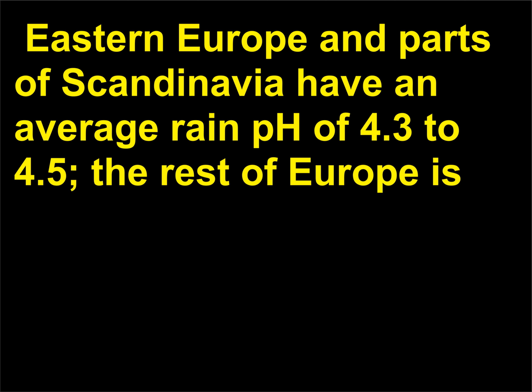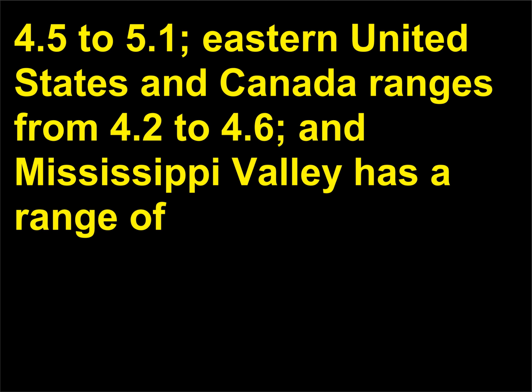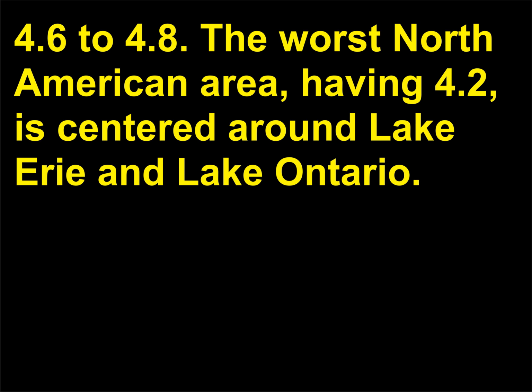Eastern Europe and parts of Scandinavia have an average rain pH of 4.3 to 4.5, the rest of Europe is 4.5 to 5.1, Eastern United States and Canada ranges from 4.2 to 4.6, and Mississippi Valley has a range of 4.6 to 4.8. The worst North American area, having 4.2, is centered around Lake Erie and Lake Ontario.